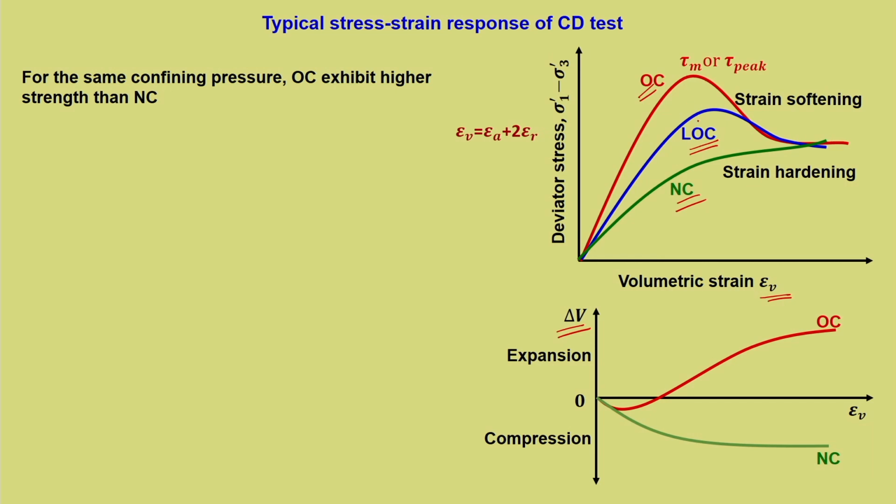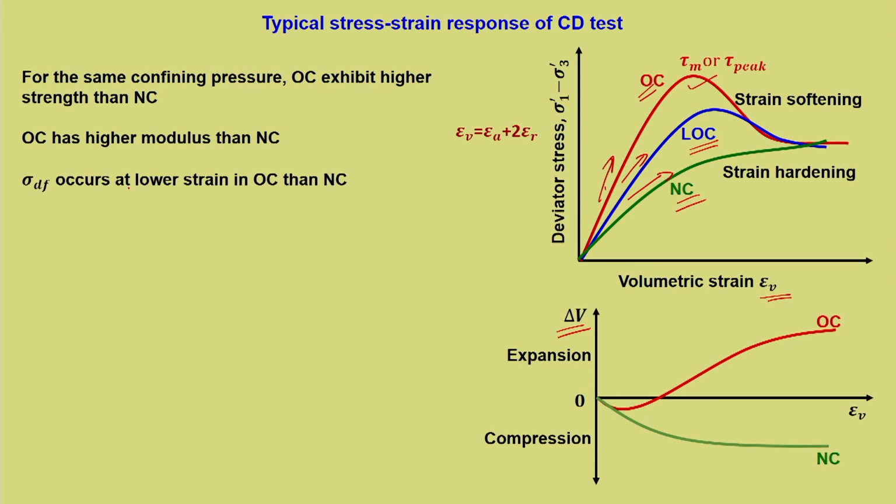Let us say these are all conducted at the same confining pressure. We can see that OC is exhibiting a higher strength. OC also has a higher modulus. If you see the slope, this is progressively reducing. So, OC is a stiffer material because it has already been subjected to that much pressure in the past. So, it has more stiffness. Sigma df occurs at a lower strain in OC than NC.